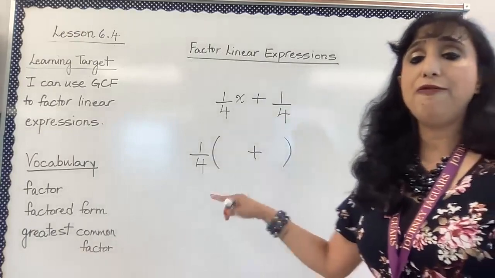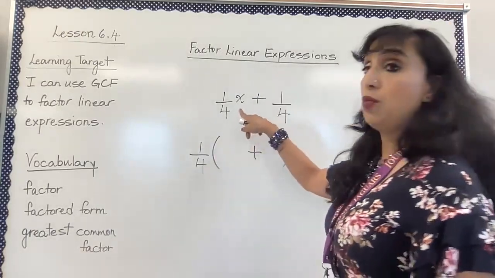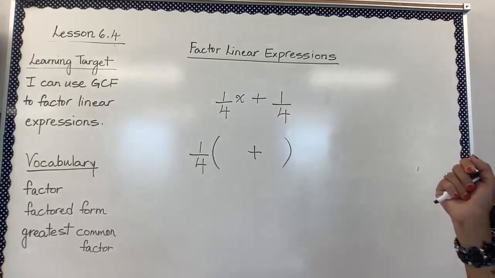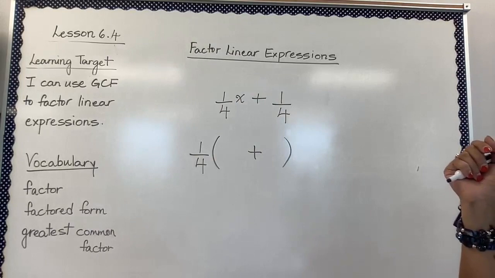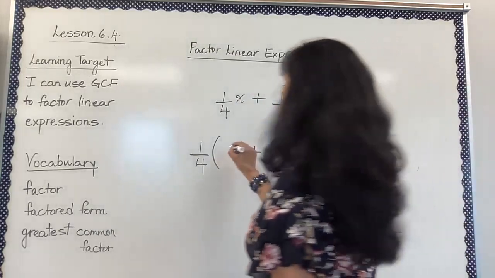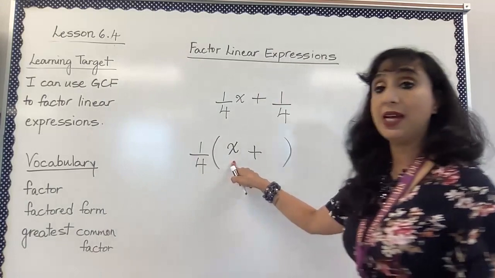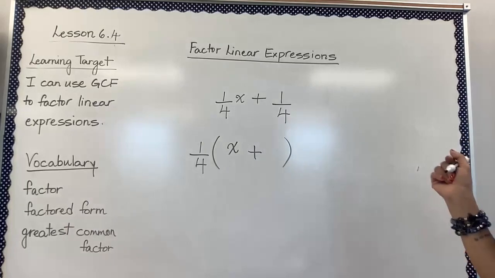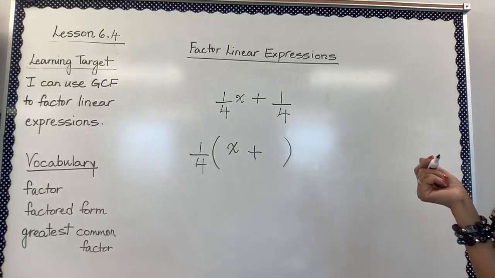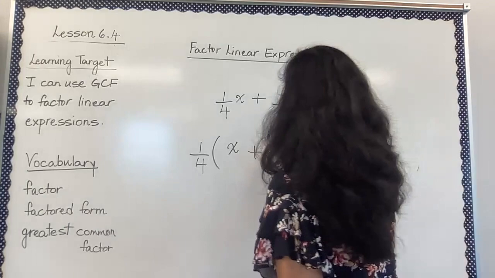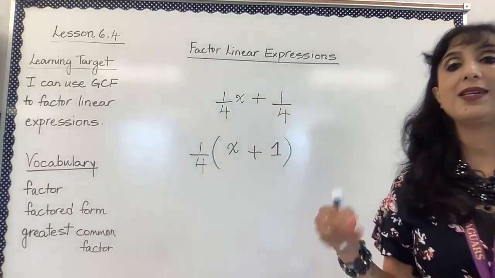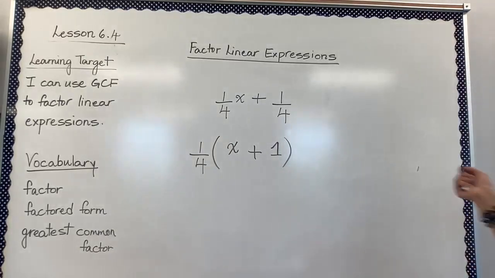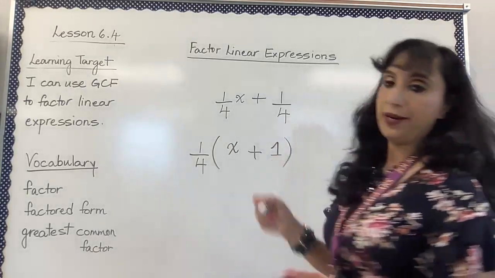Okay, and so 1/4 times what gives me 1/4 x? 1/4 times x is going to give me 1/4 x, right? So I have x over here, and then I have 1/4 and 1/4. What am I going to have? Times 1. So 1/4 times 1, because any number times 1 is the number itself, right? So therefore, my factored form is going to be 1/4 times x plus 1.